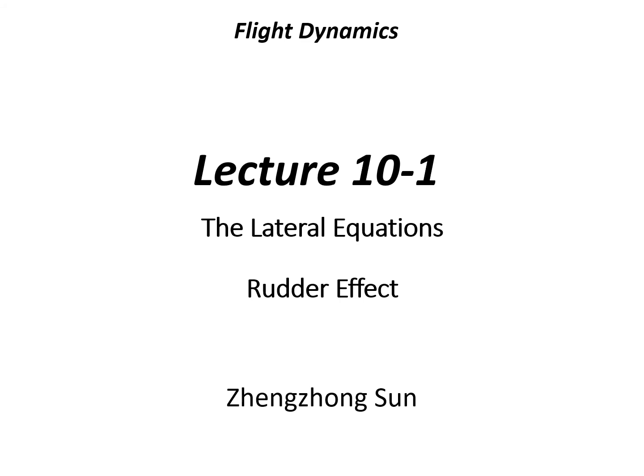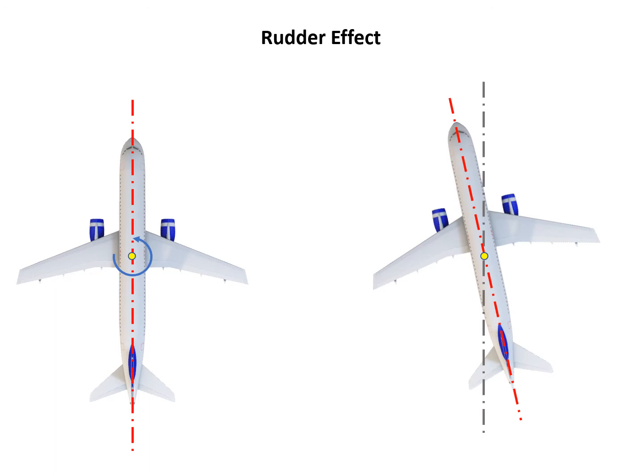This is lecture 10, and in this lecture, we will discuss the lateral equations. And in the first mini lecture, we will study the rudder effect. For the rudder effect, assume now we have positive rudder deflection, and we can see the rudder has a positive deflection of delta R.